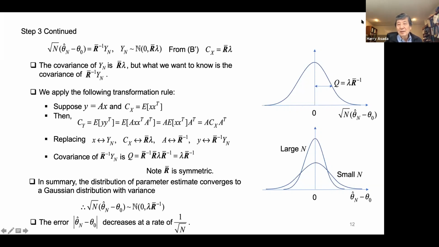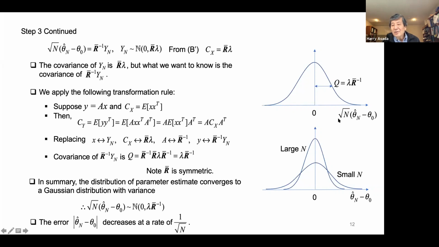Maybe this figure may be useful. So here we have, finally it converges to this distribution, right? And covariance is given by this. And this is the case when you plot the square root of n times theta n minus theta naught, okay? Always converging to this single normal distribution with this covariance, okay?